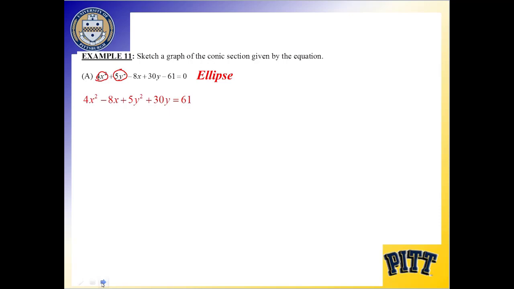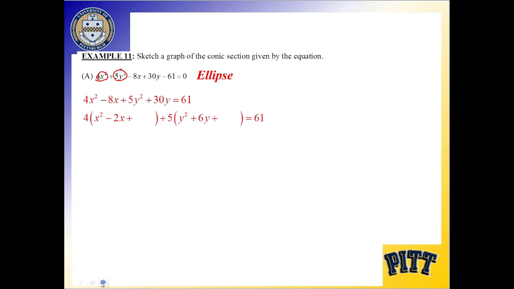So what I'm going to do in this kind of instance, and the reason why I moved the 61 to the other side, is I'm going to group my x's together, and I'm going to group my y's together. And as you notice, I am factoring out the 4 from my x's, and I am factoring out the 5 from my y's. Notice I am factoring out of both terms.